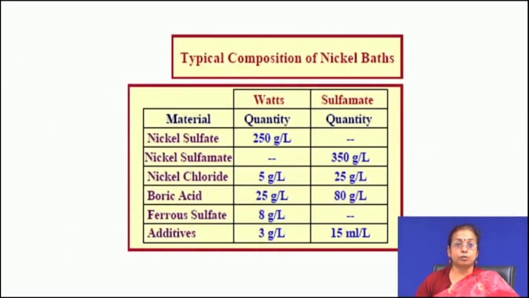Now, if you quickly go through the baths which are used, for example, in case of nickel deposition, this is a nickel bath. You can have nickel sulphate solution, nickel chloride solution, and boric acid is usually used as an additive for changing the brightness of the process. You can use ferrous sulphate as a buffer, and you can also have different other additives for reaction slowdown.